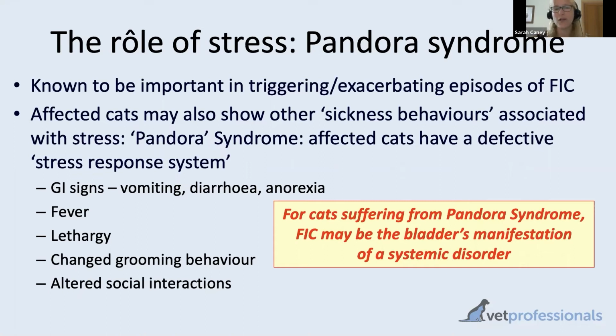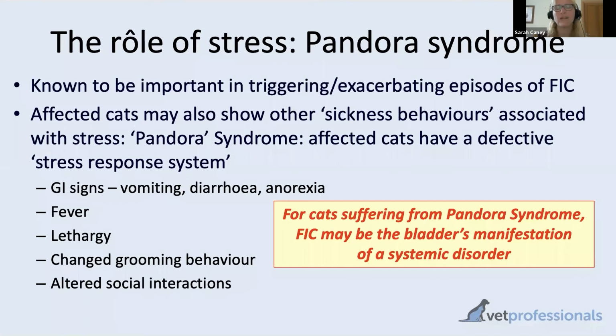And life, as we know, for ourselves as well as our cats, there are always little stresses thrown in there. But these cats with Pandora syndrome, because of their genetics and the altered development of their nervous and hormonal system, are particularly vulnerable to stress. But the end result of that is not just cystitis, it's not just lower urinary tract signs, but often these cats, in fact, if you look more closely, have other manifestations of stress that are causing other clinical signs.